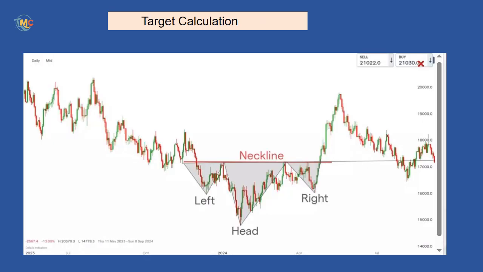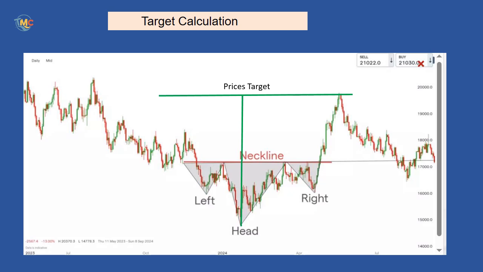Confirmation and trading implications. The pattern is considered complete when the price breaks above the neckline after forming the right shoulder. This breakout confirms that buyers have gained control. The traditional price target is calculated by measuring the vertical distance from the head to the neckline, and projecting that same distance upward from the neckline breakpoint. This projection estimates how far the new uptrend might extend based on the momentum needed to reverse the previous downtrend.